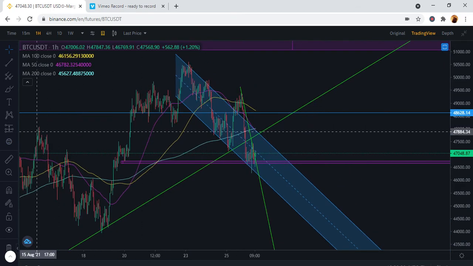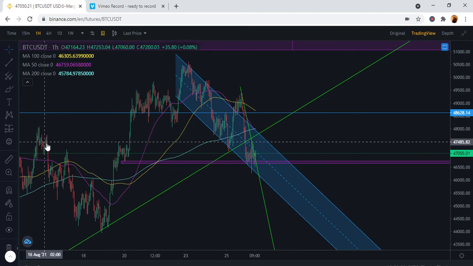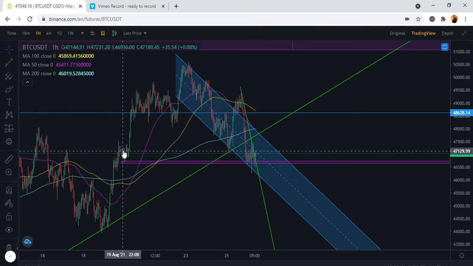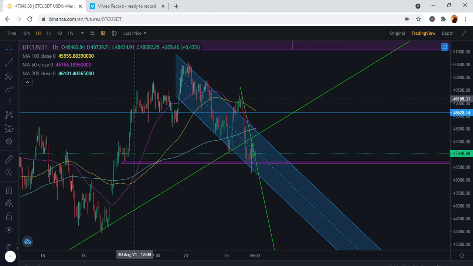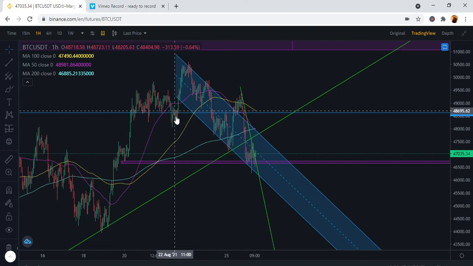Another, but in this case, this is a perfect break and retest. So you can see this particular region is a notable resistance. You can't just avoid it. So the market just went up, broke it. Okay, so you had to come back and pay homage, to pay respect.